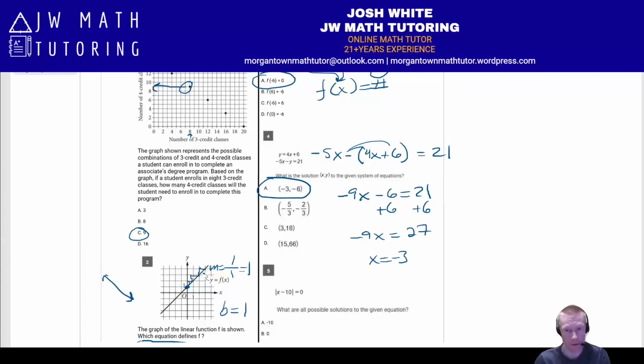One other thing to point out too, technically you could go through the answers and back solve this, meaning you could plug in the x and the y values to both equations and see which answer choice works.